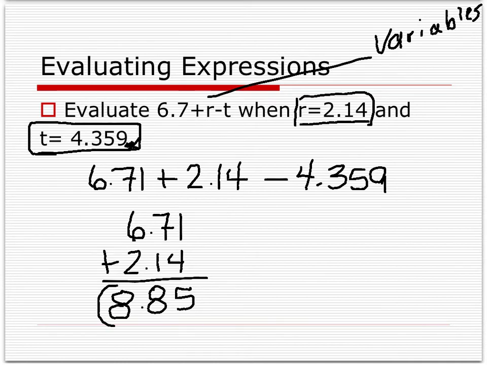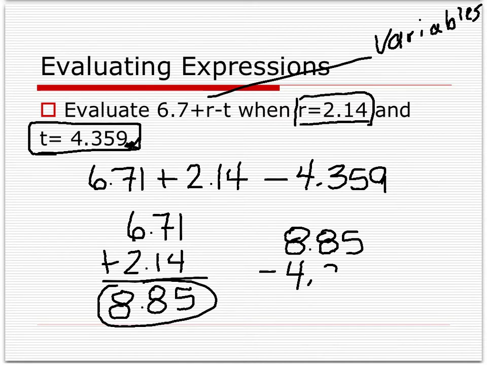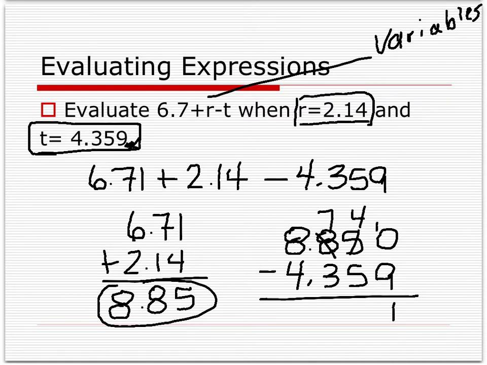And then I'll take that 8.85 and now subtract 4.359. Notice I'm going to have to put a 0 in here as a placeholder, and then I can use borrowing. 10 take away 9 is 1. I'll have to borrow again. 14 take away 5 is 9. And then we have the rest of it. So my answer in this expression would be 4.491. Again, I can use estimation.